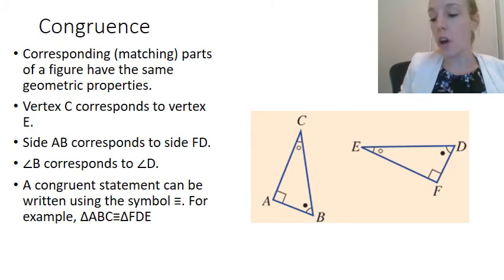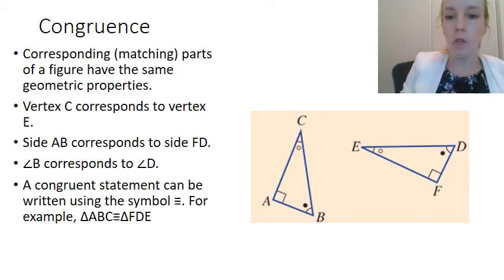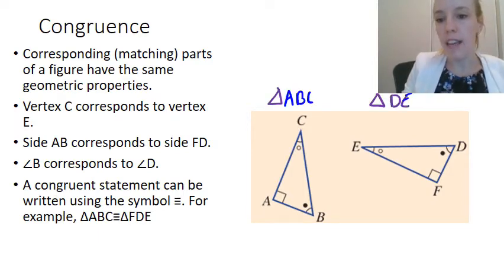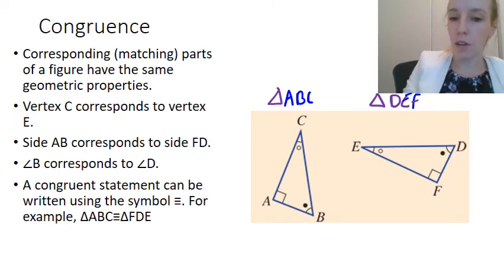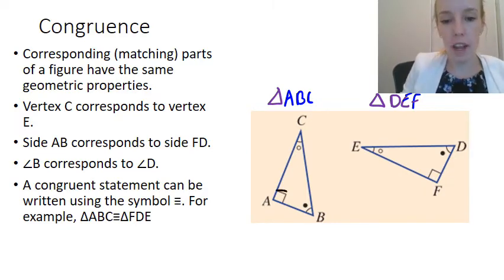Okay, so corresponding or matching parts of a figure have the same geometric properties. So if we look at these triangles down the bottom, so we've got triangle A, B, and C, and triangle D, E, and F, and let's just ignore my pen changing color. Okay, so if we look at these triangles, they've kind of got some markings. So in the corner here, they're both marked with a right angle.